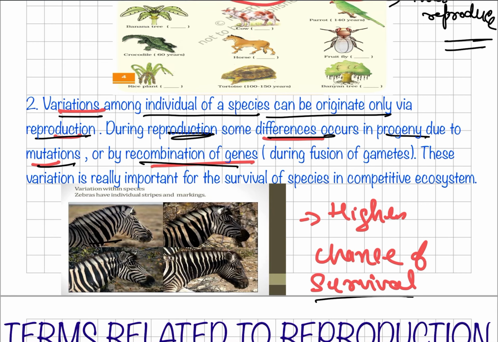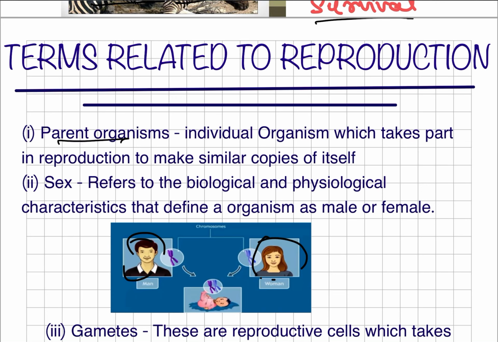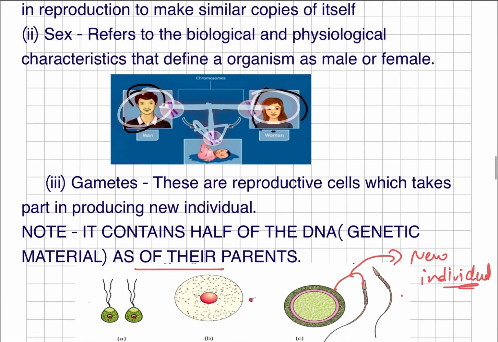See, terms related to reproduction. First is parent organism, which actually participates in reproduction. For example, this and this, these are the two parents. And second is sex. It refers to the biological and physiological characteristics that define the organism as male or female. So it's simply the characteristics that define whether it is the male sex or the female sex. And this male and female, the two opposite sexes, the two opposite parents, will meet, reproduce, and make a new individual.